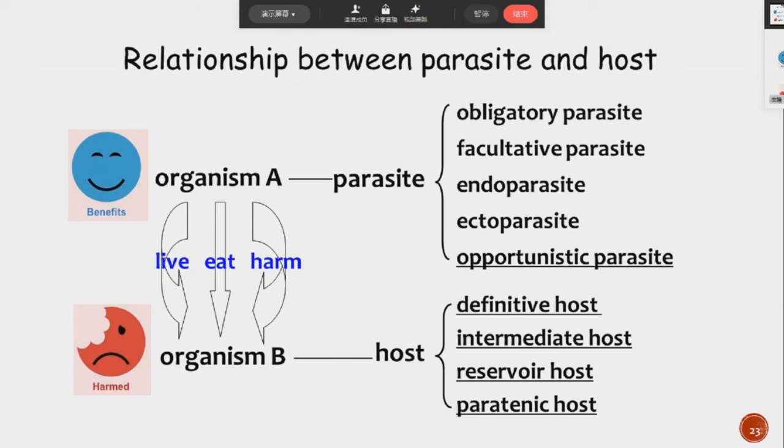Opportunistic parasite. And for the host, there are four different types. One is the definitive host, which we can also call the final host. The second one is the intermediate host. And there are also the reservoir host and the paratenic host, which we can also call a transport host. So what do this parasite and this host mean? We should look at their terms.